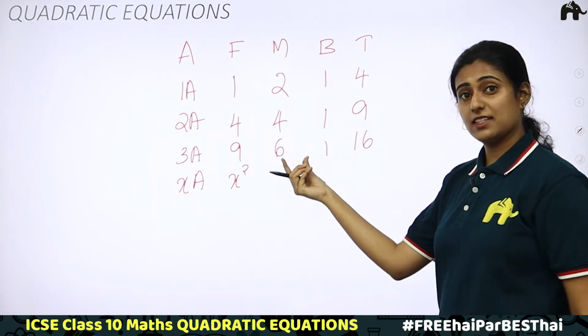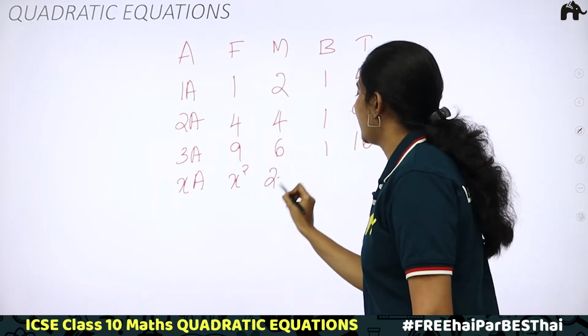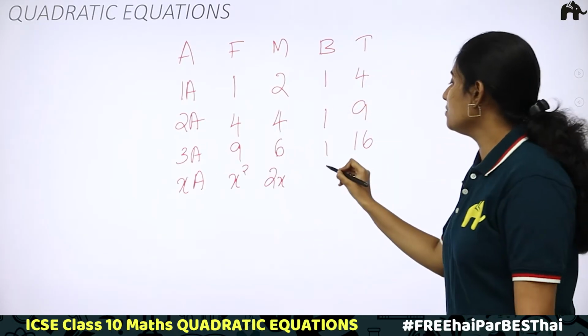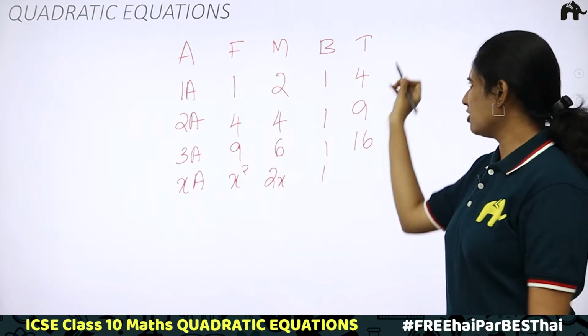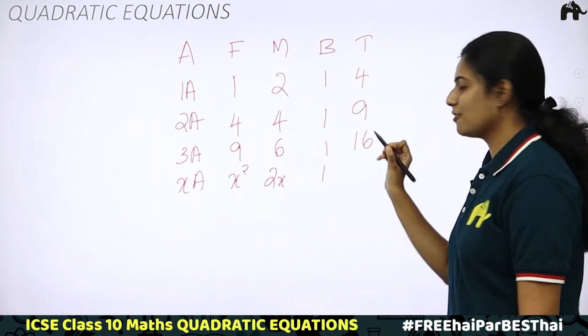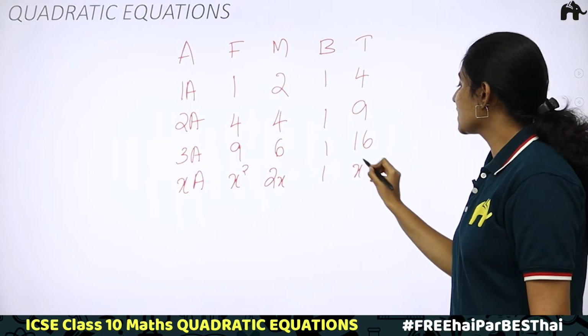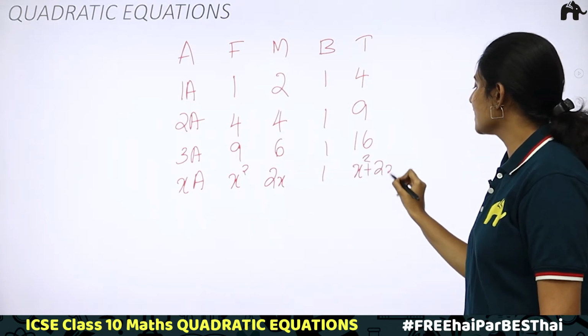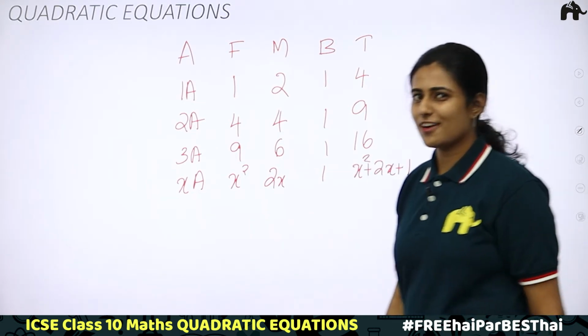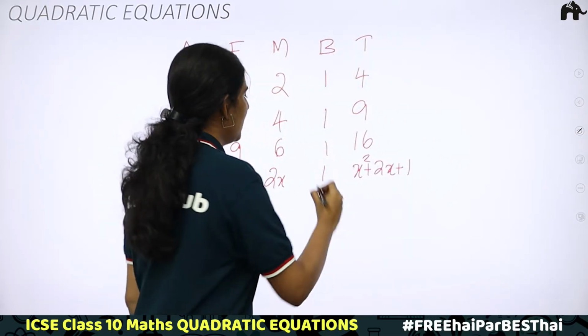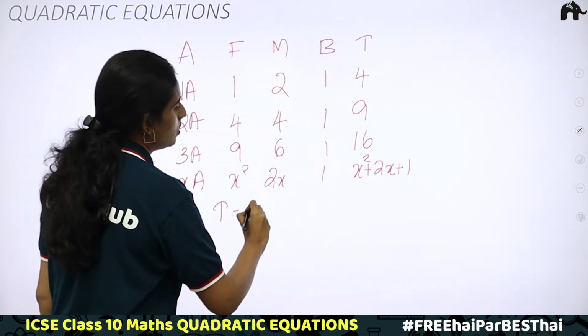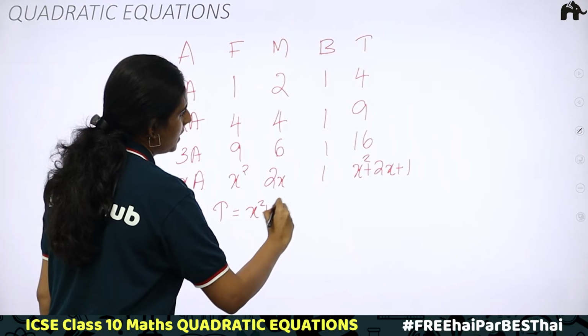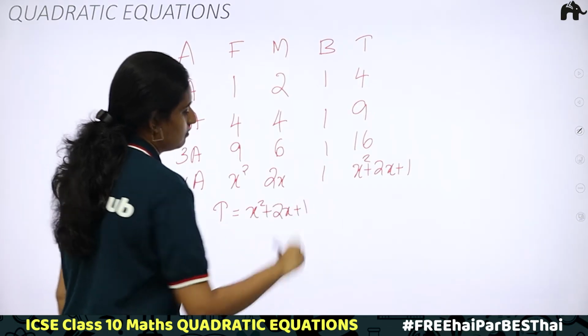Number of chocolates mother gives is 2X. And brother will give him only 1 chocolate. Then what is the total number of chocolates? Total number of chocolates will be equal to X square plus 2X plus 1. This is a quadratic form, right? Total number of chocolates is equal to X square plus 2X plus 1.